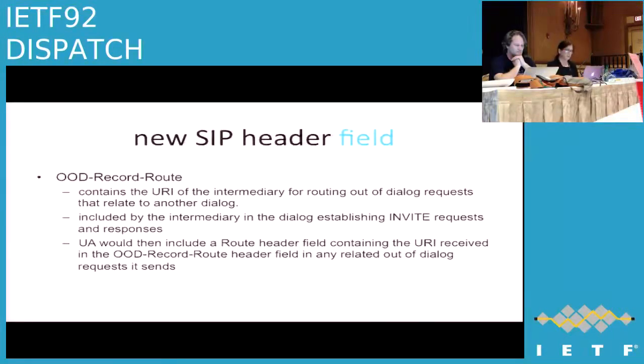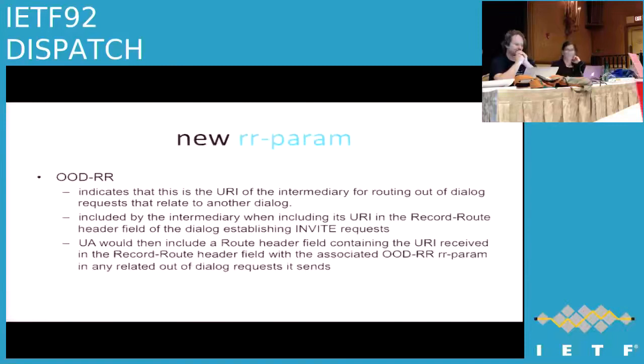Alternatively, a new RR param. A suggestion for that is OODRR. This indicates the URI of the intermediary for routing out-of-dialog requests that relate to another dialog. It will be included by the intermediary when it includes its URI in the record route header field of the dialog establishing invite request. And similarly, the UA would then include a route header field containing that URI in the record route header field that's been tagged with this parameter in any related out-of-dialog request it sends. Next slide.